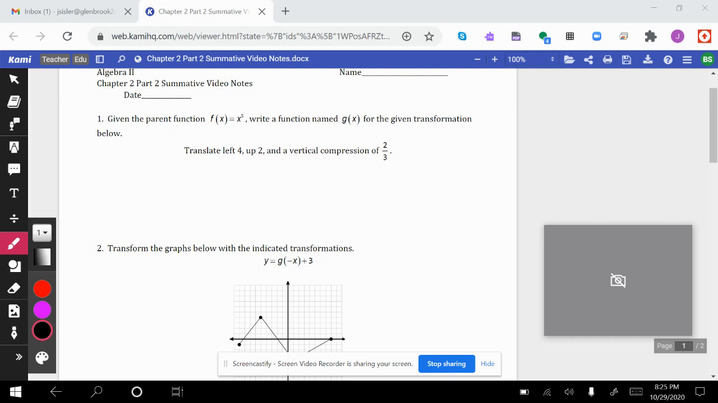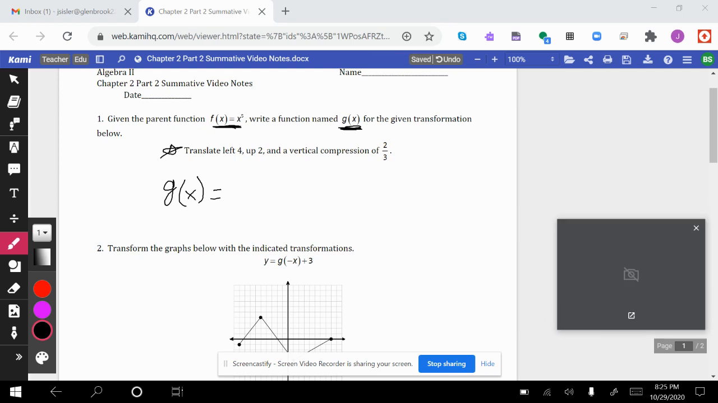Okay? So the first thing we're going to look at is just a translation. And so I'm going to annotate our problem. We have the original function, or the parent function, is f of x equals x to the fifth power. And we're going to write a new function g of x based on these instructions. So first thing, we just say g of x equals, and I'm just going to work in terms of each separate part of this new equation, okay?